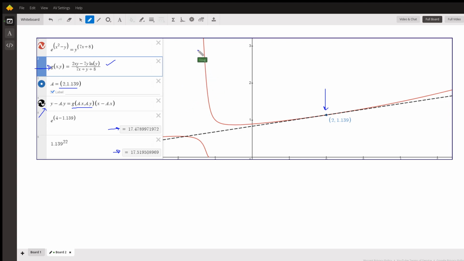Passes the vertical line test. Maybe not. There might be a relation, not a function. Okay, anyway, there you go.